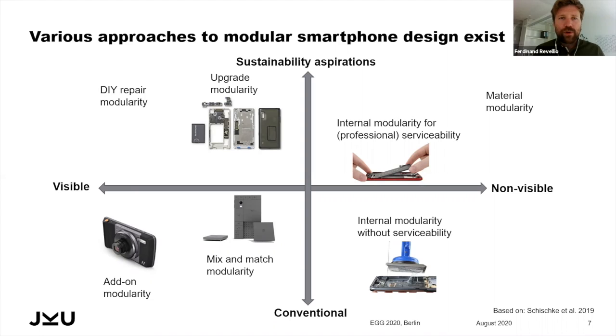Probably what you think of from a modular smartphone is the Fairphone. This would be the top left corner with upgrade modularity and do-it-yourself modularity that is really visible and can be repaired by the user. But also there is internal modularity for professional serviceability that uses internal modules and that can only be opened by professionals, and there would be a monopolistic approach for circularity. And on the bottom right, we see internal modularity, which would basically be one of the older approaches, where we use modularity to optimize production costs and not for sustainability.